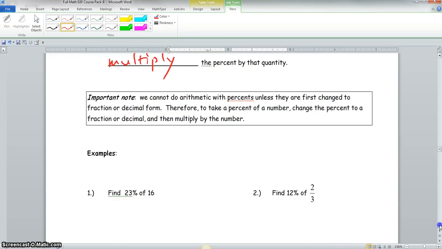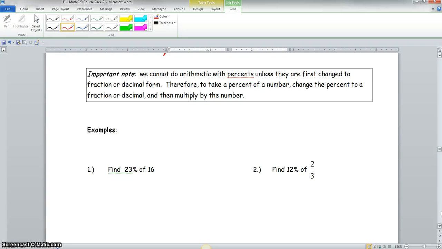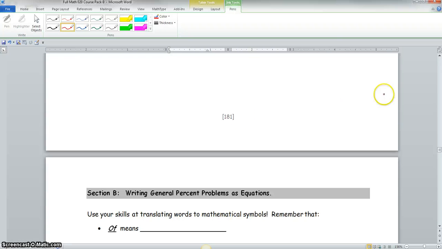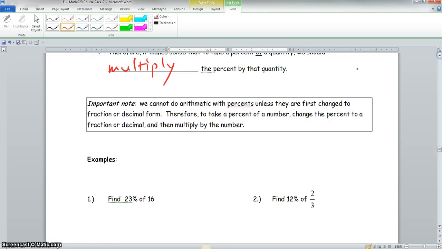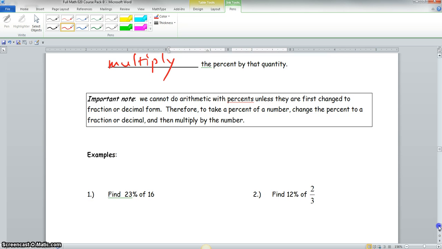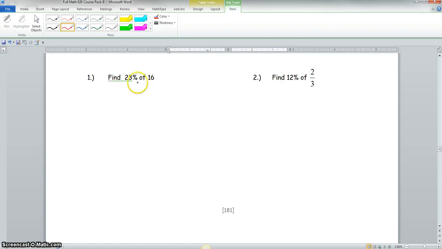Now it says, important note, we cannot do arithmetic with percents unless they are first changed to fraction or decimal form. For some reason, this screen jumped, so let me go back. It says, important note, we cannot do arithmetic with percents unless they are first changed to fraction or decimal form. Therefore, to take a percent of a number, change the percent to a fraction or a decimal, and then multiply by the number. So we look here, it says find 23% of 16.